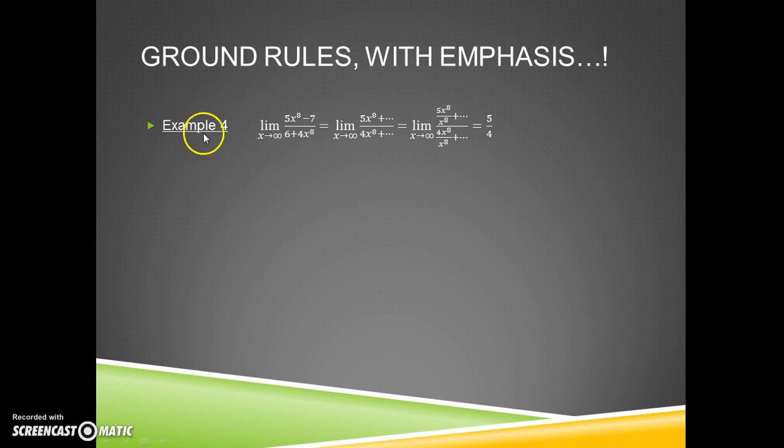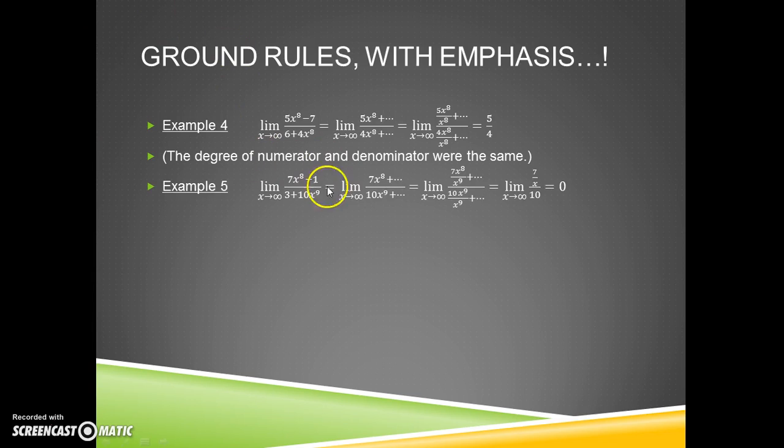Example 4, limit as x goes to infinity of (5x^8 − 7) over (6 + 4x^8). You'll notice that the highest degree in the numerator is x to the 8th, and the highest degree in the denominator is x to the 8th, with a coefficient of 5 on the top and 4 on the bottom. When we divide out and cancel, as we'll talk about in class, we'll see that the coefficient ratio of 5 to 4 is the value of the limit as x goes to infinity. The degree of the numerator and denominator were the same in this situation, which is why we got that answer.